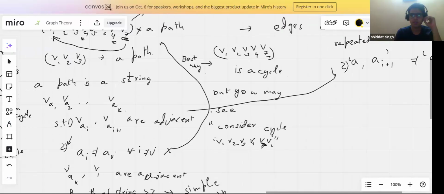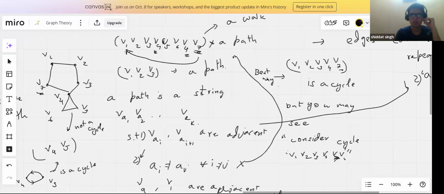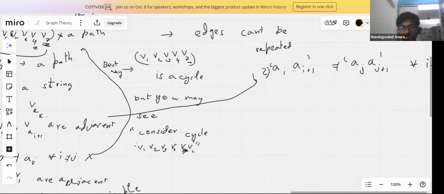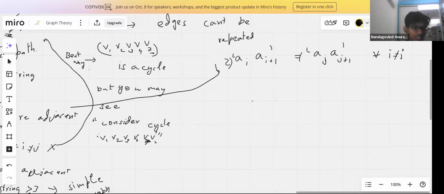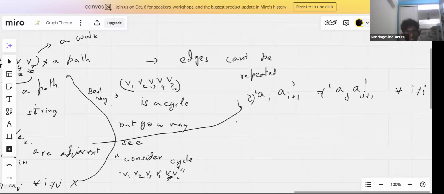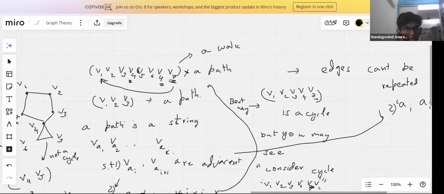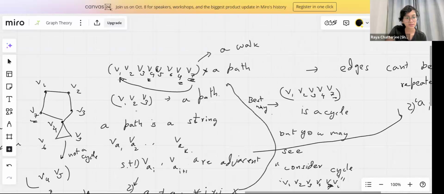In a walk, can you have a cycle? A cycle is considered a walk generally. I don't think you're going to specify otherwise. As far as I know, I do consider cycles as walks. Is V1, V2, V3 a walk? Yeah, V1, V2, V3 is a walk. And is V1, V2, V3, V4, V7 a walk again? Yeah, that's also a walk.